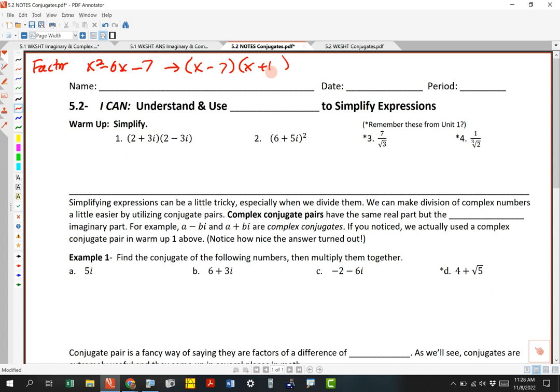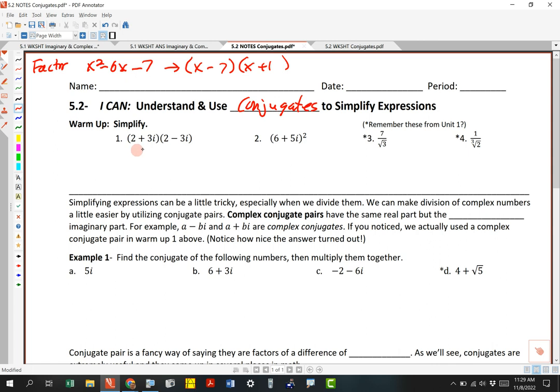Okay, 5.2. Here's our objective for the day. Everybody ought to be able to say, I can understand and use something to simplify expressions. These are called conjugates. Now, you may have heard the word conjugate before, maybe not. We're going to talk about conjugates today, several different types of conjugates, and we're going to boil them all down to basically the same type of thing.